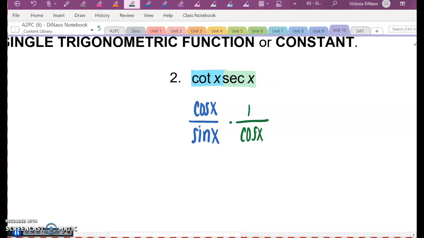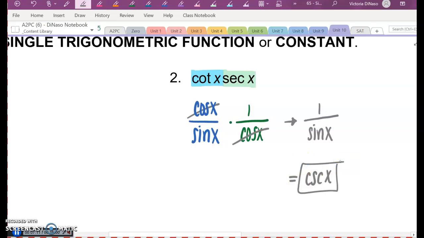So it gets a little bit larger, only now I can cancel. I have 1 cosine in the numerator and 1 cosine in the denominator, which means that I can cancel those out. Multiplication rules. So really, we have a 1 in the numerator divided by sine x. 1 divided by sine is always cosecant. So my final answer is cosecant x.